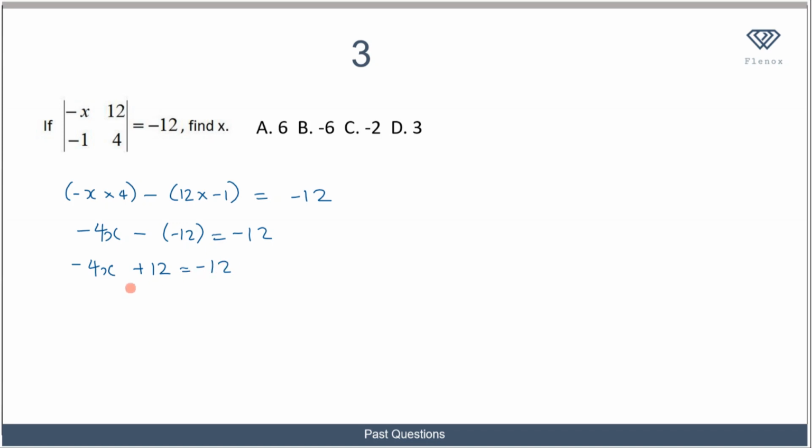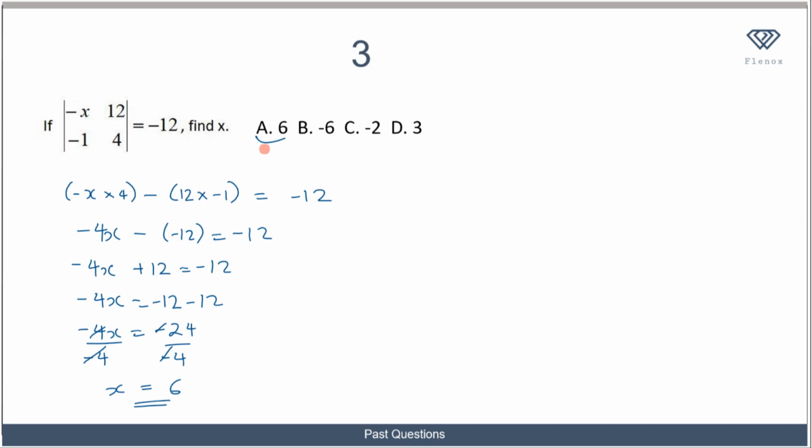So I can bring this over here. So I have minus 4x is equal to minus 12 minus 12. So minus 4x is equal to minus 24. And if I divide both sides by minus 4, I have x being equal to 6. Minus cancels minus. 24 divided by 4 is 6. So the value of x is 6. And that corresponds to option A. So the correct answer is A, 6.